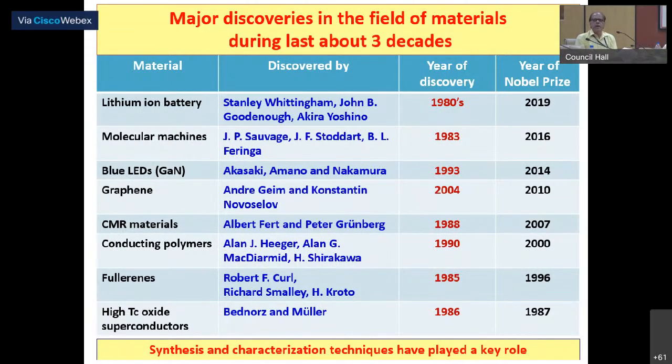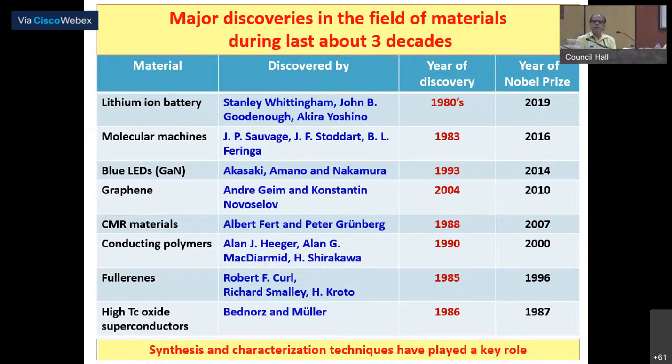Major discoveries in last 30 years. I have arranged them in decreasing order of year of Nobel Prize. Lithium-ion battery, molecular machines, blue LEDs. As you know, in white light, we mix red, blue, and green. So main issue was to make blue color. Red and green color adding materials were there in plenty. Graphene, new form of carbon, GMR materials, conducting polymers, full range, high TC oxide superconductors.